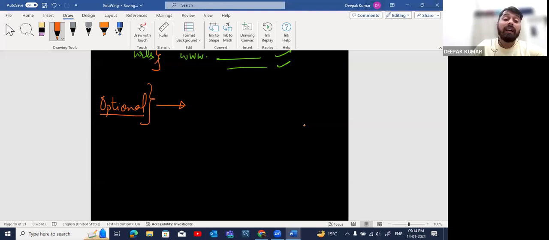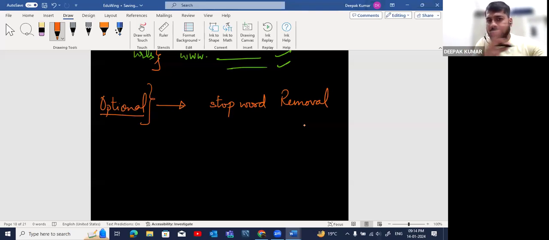Optional processing, as I have named them, includes things like stop word removal. It's not necessary to remove the stop words. Stop words are words which do not carry much meaning, like the, to, and these words, they are called stop words. Then we also have stemming.